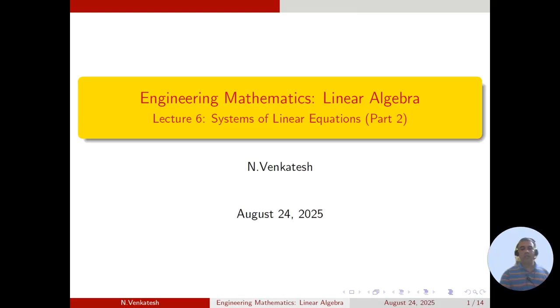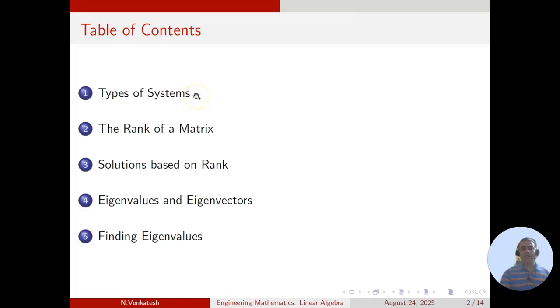In the last lecture, we had discussed what a system of linear equations is and how to find the solutions to those equations. Today we will be discussing the different types of linear systems of equations and how to find whether a solution exists or not without explicitly calculating the solution, by using something called the rank of a matrix. And we will be defining what an eigenvalue and an eigenvector are and how to find the eigenvalue.